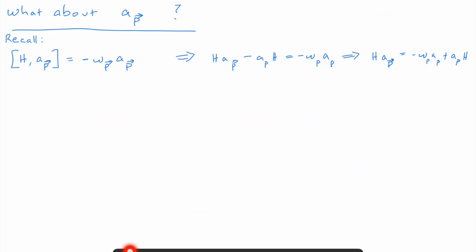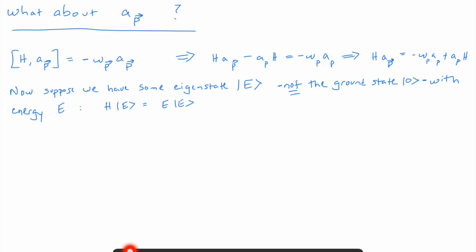What if I take not the a dagger sub p, but the a sub p? Well, remember, I'm going to apply this commutation relationship, which we showed on the earlier slide, that the commutator of H with a sub p is equal to minus omega p a sub p. And that will, of course, result in this relationship over here.